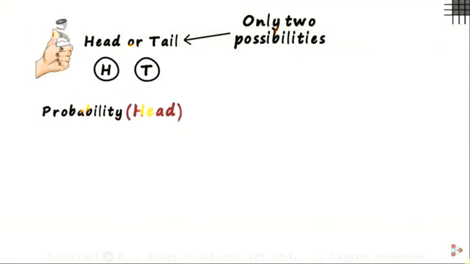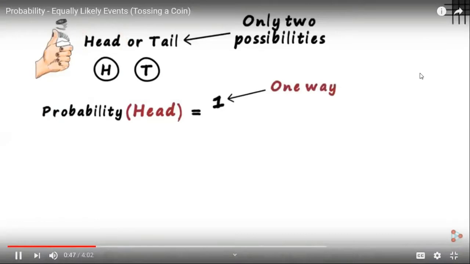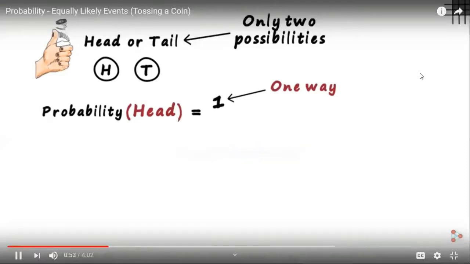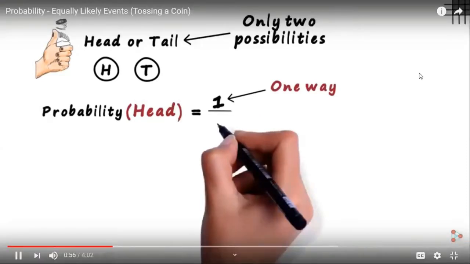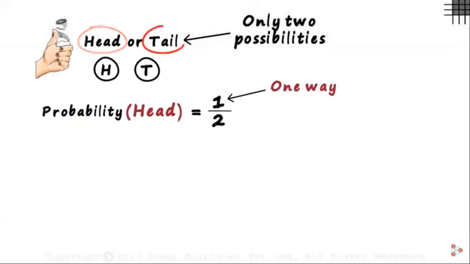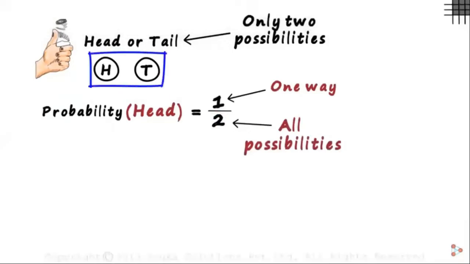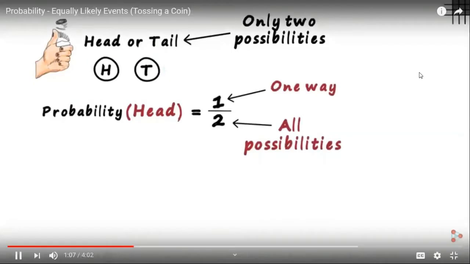Here's how. There is only one way in which you can get a head. The only way is if it lands a head. That's the first thing we had to find out to find this probability. The second thing we need to find out is the total number of possibilities. In total, there are only two possibilities, a head or a tail. This number in the denominator is actually all possibilities. These two cover all the possibilities since you cannot possibly get any other outcome. You either get a head or a tail.